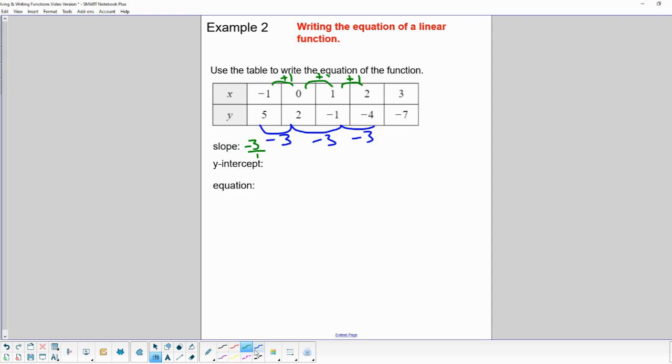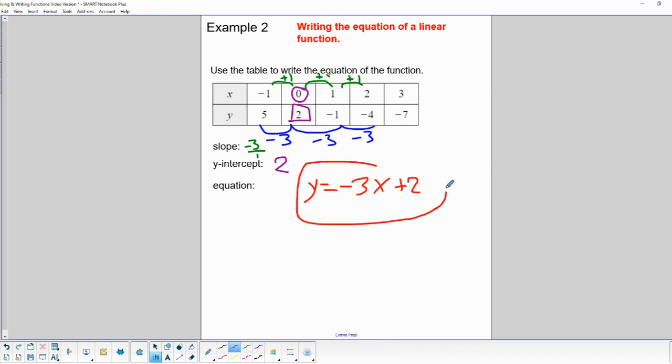What about the y-intercept? The y-intercept is where the x value is 0, where it crosses the y-axis. So when x is 0, the y value is the y-intercept. So now we just have to write the equation. y equals the slope times x plus or minus the y-intercept. And since this is positive 2, we're going to put plus 2. And there's the equation of this set of data.